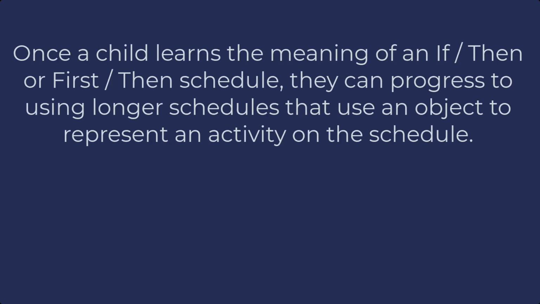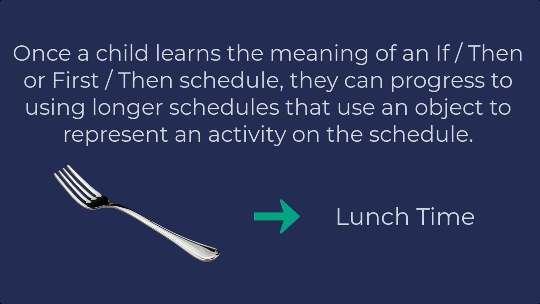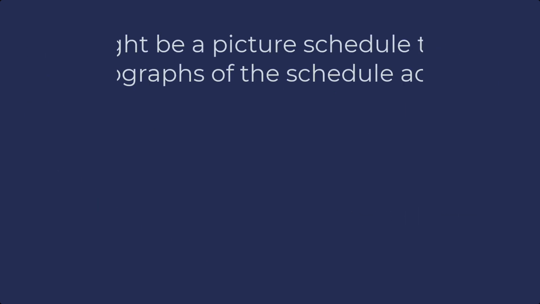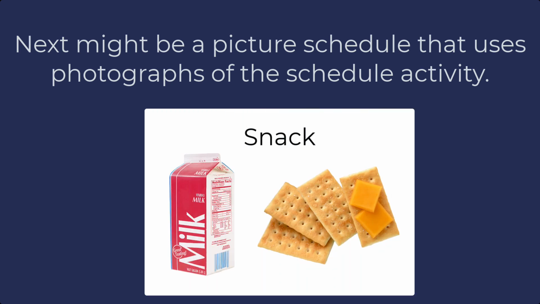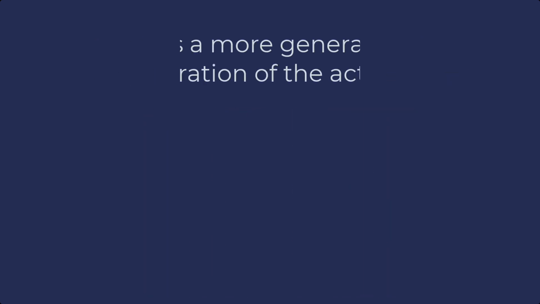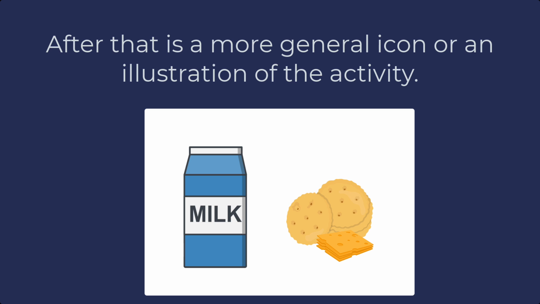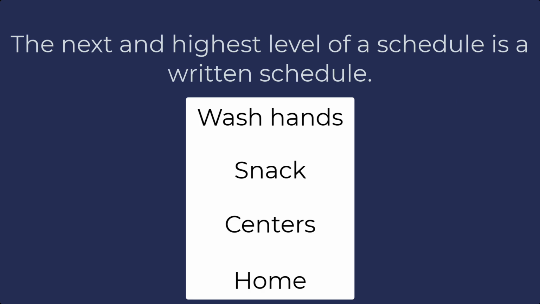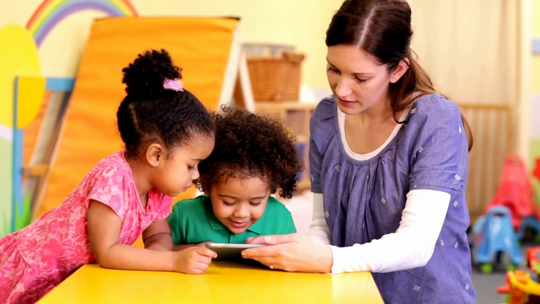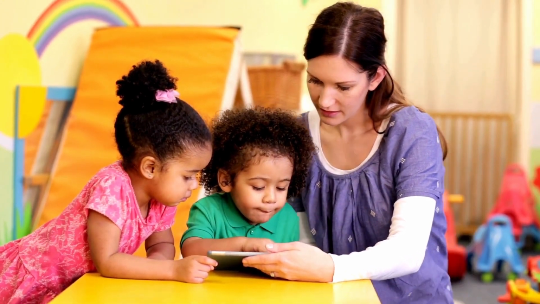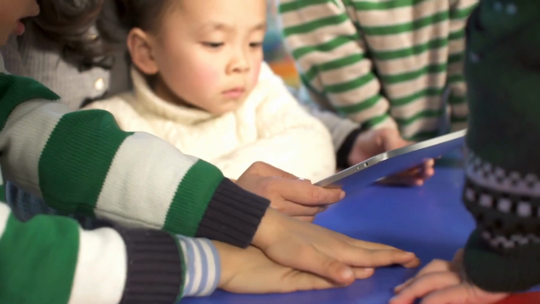Once a child learns the meaning of an if-then schedule, they can progress to using longer schedules that use an object to represent an activity on the schedule. For example, a fork to represent lunchtime. Next might be a picture schedule that uses photographs of the schedule activity. After that is a more general icon or an illustration of the activity. The next and highest level of a schedule is a written schedule. Also, in today's society, technology can be used for schedules as many children are already using computers, tablets, and smartphones.